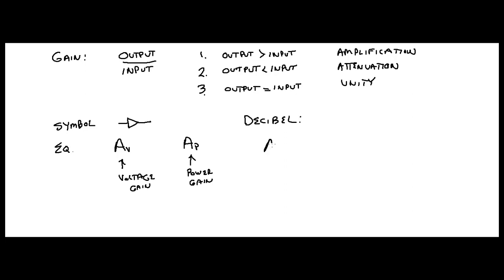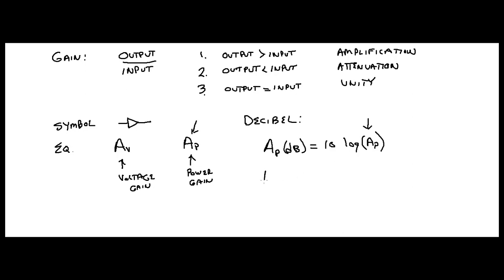So let's do the first one. Your gain for power in decibels is going to equal 10 log AP. And this AP right here is the same as this one right here. This is your simple gain.